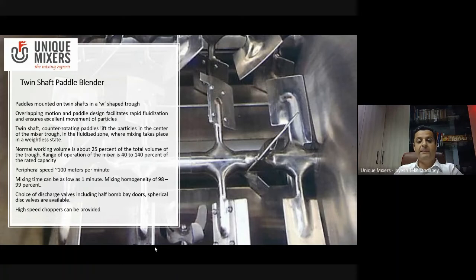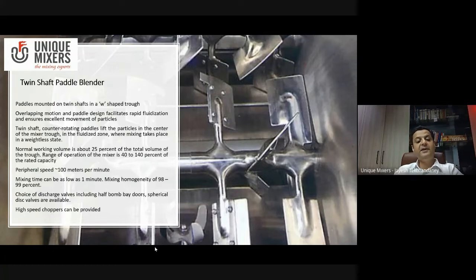So the counter rotating paddles lift the particles in the center of the mixer in the fluidized zone where mixing takes place in a state of weightlessness. When you fluidize, you experience a state of weightlessness, and that's how mixing takes place. Normal working volume is about 25% of the total volume, and for the range of operation, this is the only mixer where you can actually fill it up above the rated capacity, and 40 to 140% of the rated volumes can be handled by these kind of mixers.